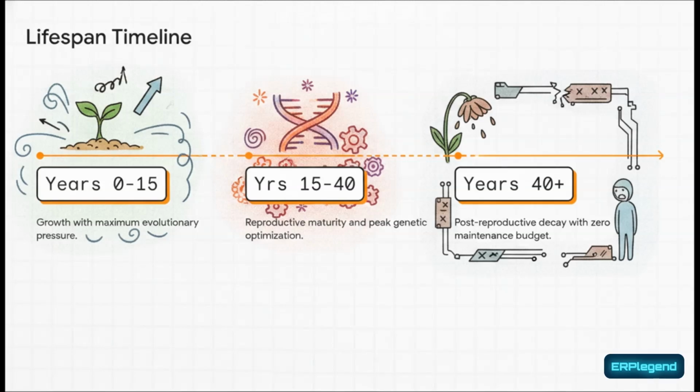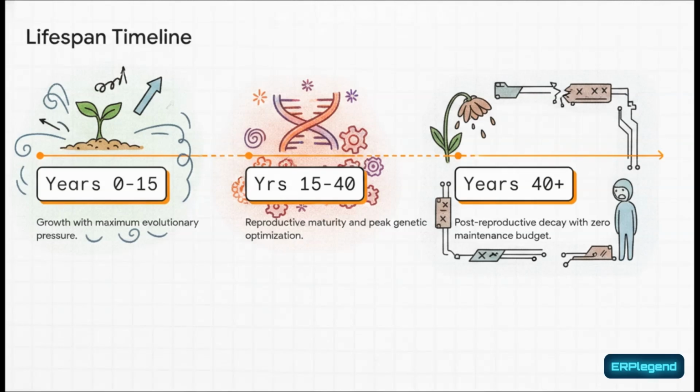From years 0 to 15, we're in the growth phase. Here, evolutionary pressure is at its absolute maximum. Then, from 15 to 40, we hit reproductive maturity. This is peak genetic optimization. Any mutation that helps you survive and reproduce right here is pure gold.